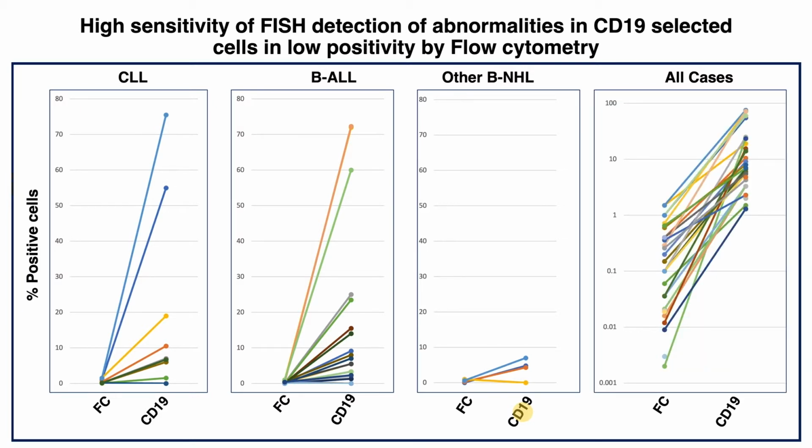So this is actually the same plots which I have shown, but the fourth plot with all the cases shown in a log scale frequency. If you look at this here, you can see the low positivity of around 1% or lower than 1% flow positivity shows very high frequency of detection of CD19 FISH positivity.